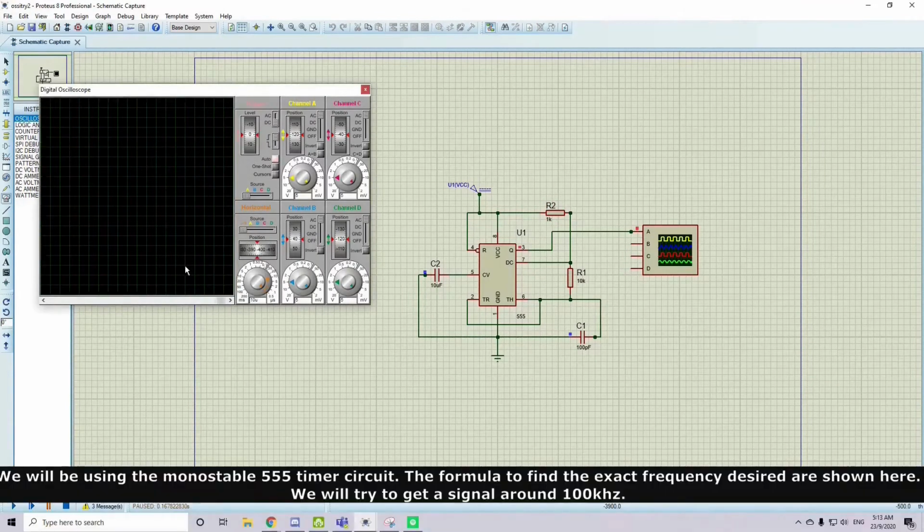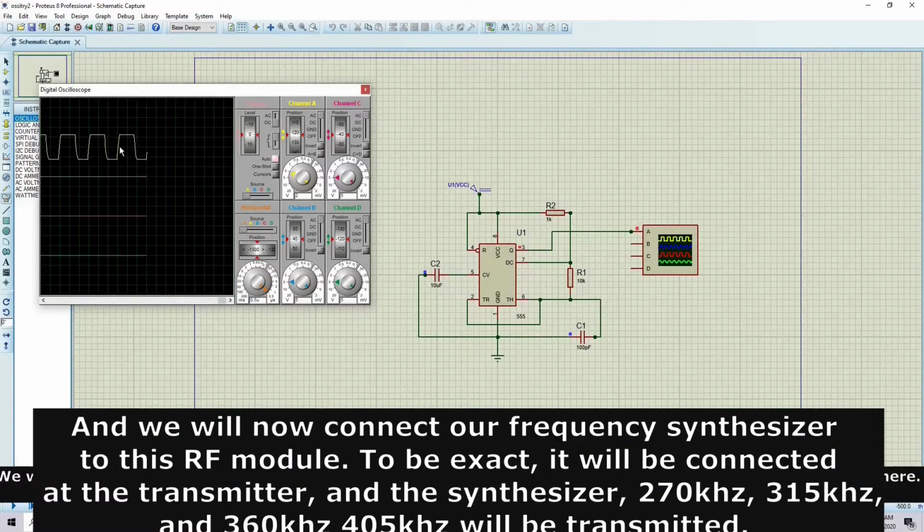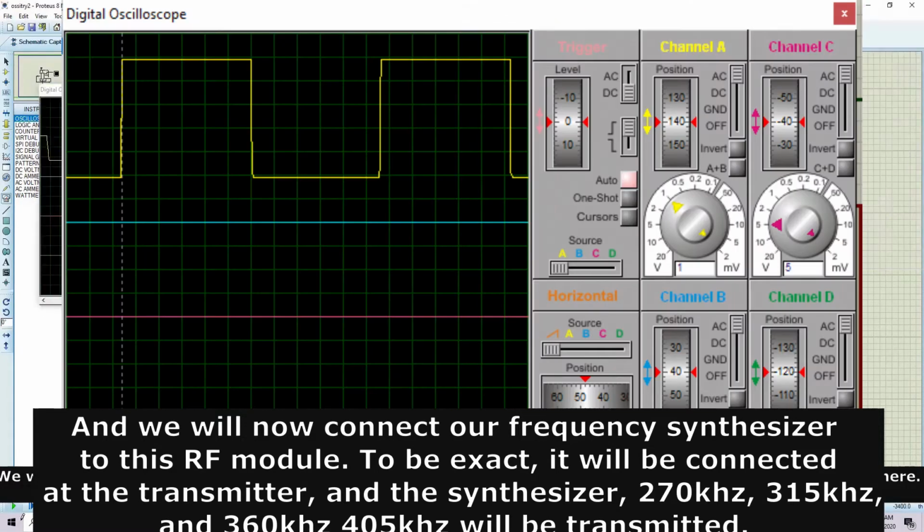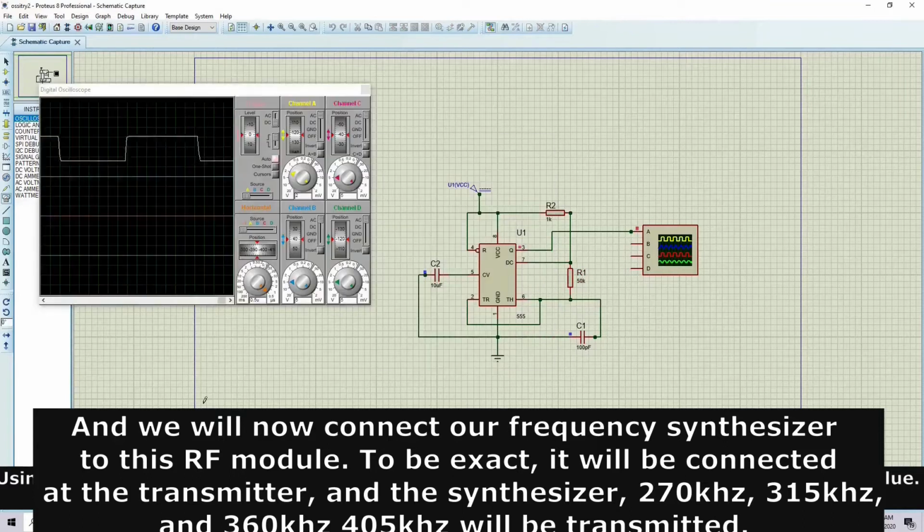We will be using the monostable 555 timer circuit. The formula to find the exact frequency desired is shown here. We will try to get a frequency of 45 kHz. Using a fixed C1 value, we will vary R1 and R2 through calculation to get the precise value. This 45 kHz will be the input to our PLL.